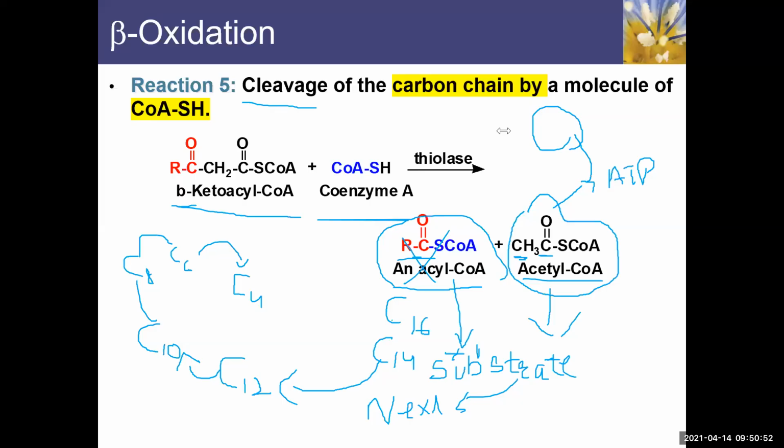And how many acetyl CoAs? 16 cycles and no. How come 16 cycles? Remember, every cycle you're just removing 2 carbon atoms. How come 16 cycles? 9 acetyl-CoAs.